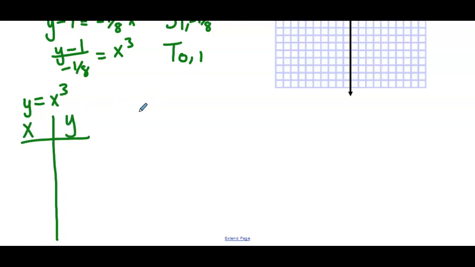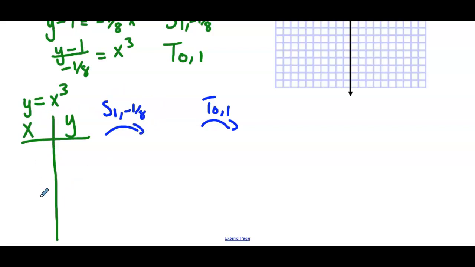And then we're going to scale it by 1, negative 1/8. And then we're going to translate it 0, 1. Okay, so typically we use negative 2, negative 1, 0, 1, 2 in our table of values here. But we're going to divide the y's by negative 1/8.